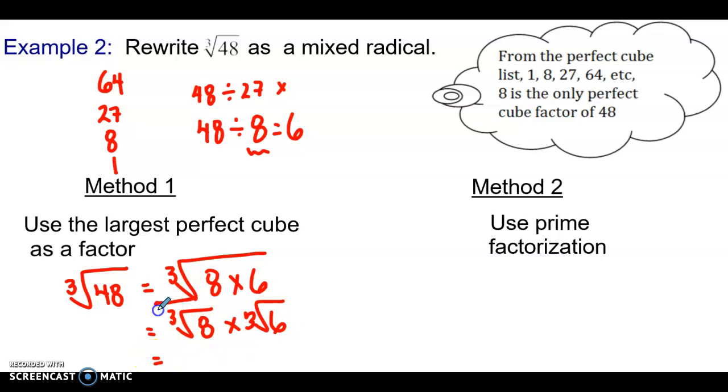The cube root of 8 is 2. And then we have the cube root of 6. So the cube root of 48 is 2 cube root 6.